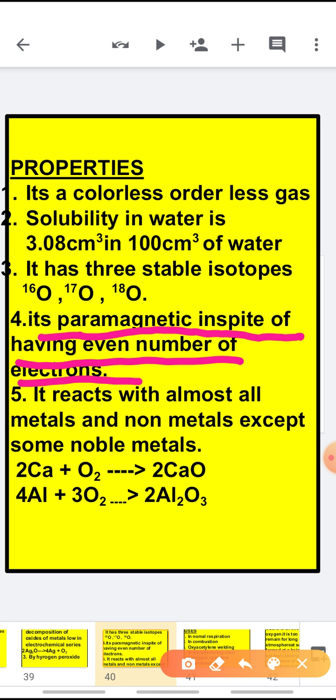Similarly, with carbon it forms carbon dioxide. With zinc sulfide, when it reacts, it results in the formation of zinc oxide. And when it reacts with any organic compound, it results in the formation of carbon dioxide and water, and that is actually the combustion.